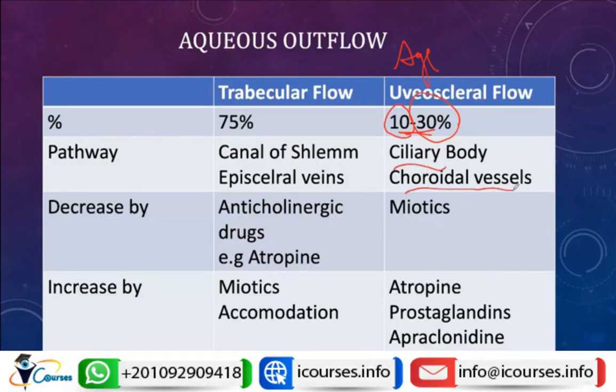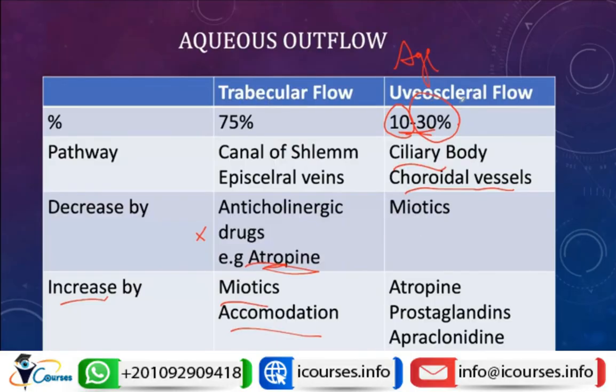and the choroidal vessels. Trabecular flow will be increased by myotics and accommodation, as they will cause contraction of the ciliary muscle, which will pull on the ciliary spur, leading to opening of the trabecular meshwork, as we said in the anatomy, so this will increase the trabecular outflow, but it will be decreased by the reverse. So the anticholinergic drugs such as atropine will cause relaxation of the ciliary muscle and crowding at the angle, causing clogging of the trabecular flow.